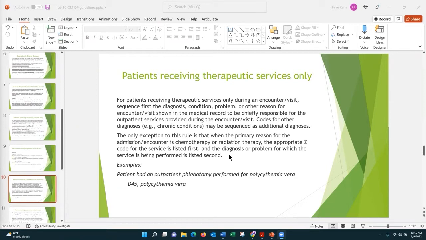An example here, the patient had a phlebotomy for polycythemia vera. You're going to code the diagnosis because we have that confirmed.